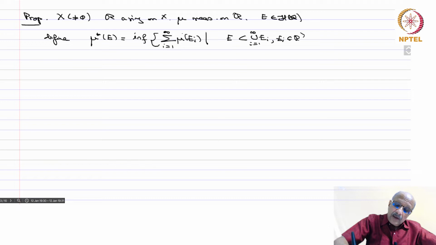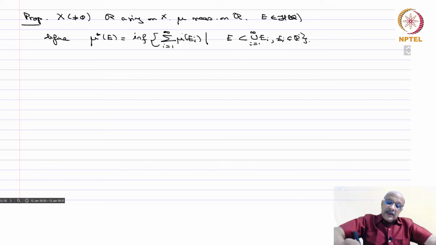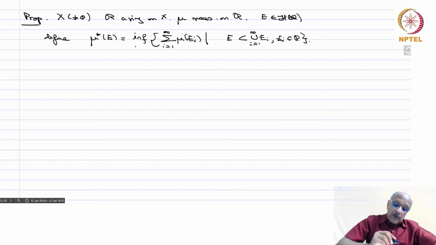I already remarked that any element of H of R can be covered by a countable number of members of R. So any E in H of R will be covered by a countable number of sets E_i. You take all possible such coverings, and for each covering you compute this series, the sum over i equals 1 to infinity of mu of E_i. This could be finite or infinity, and then you take the infimum of this. So this is a very well defined quantity.